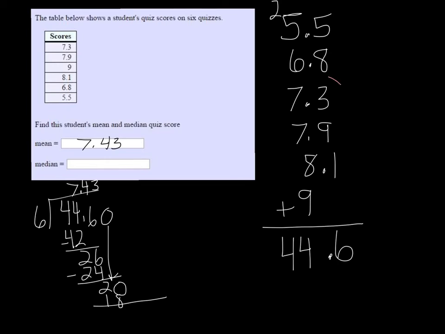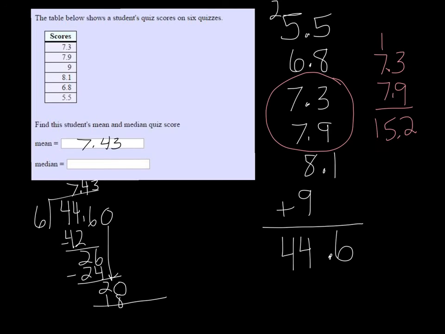All right, the median, remember I said we're putting them in order, and that's because the median is either the middle number or the average of the 2 middle ones in the case that there's an even amount of numbers. So if I average 7.3 and 7.9, I just need to add them up. I get 15.2 and then divide that by 2. So 2 goes into 15 7 times and you get a remainder of 1. So 7.6 is the median.